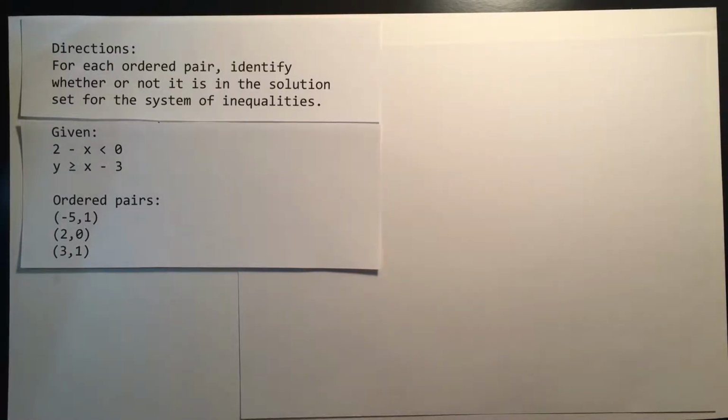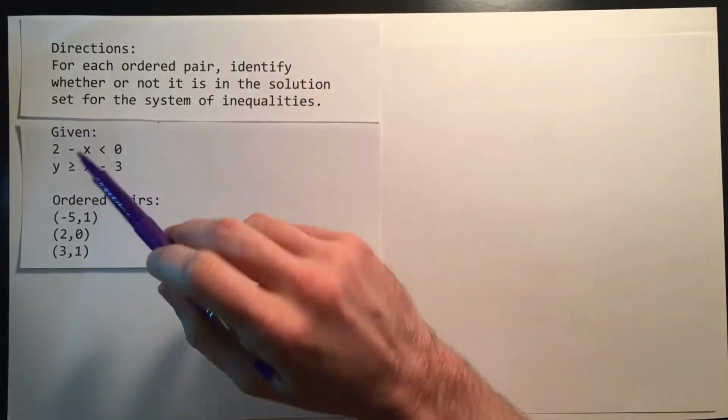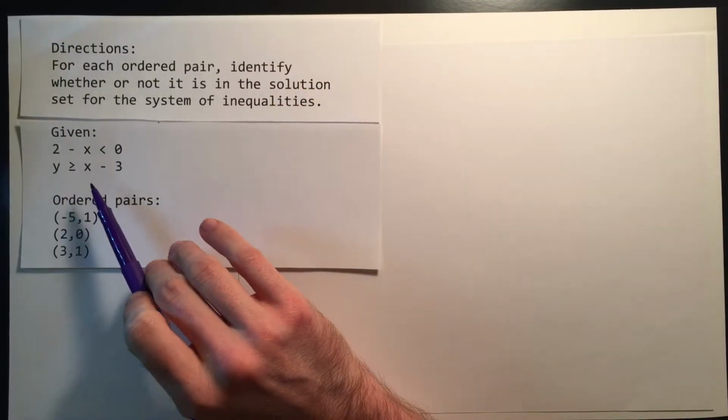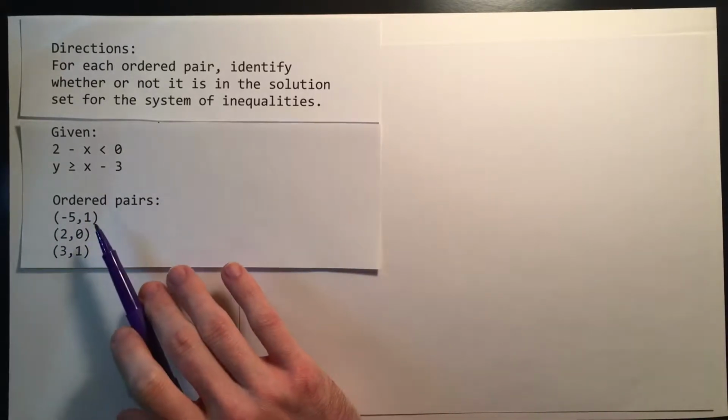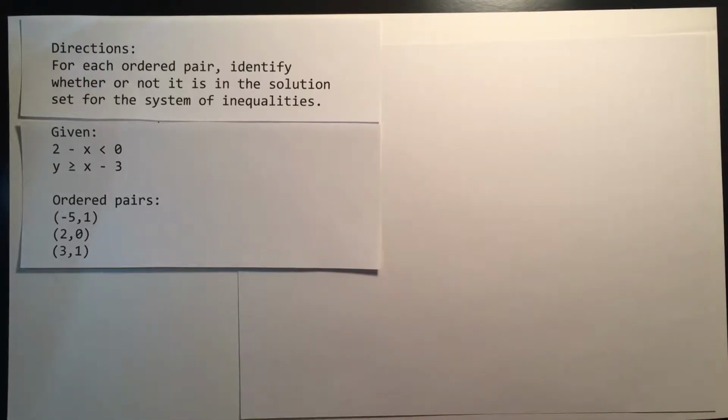Let's read the directions to this problem. For each ordered pair, identify whether or not it is in the solution set for the system of inequalities. Given 2 minus x is less than 0 and y is greater than or equal to x minus 3. The ordered pairs that were given are (-5, 1), (2, 0), and (3, 1).